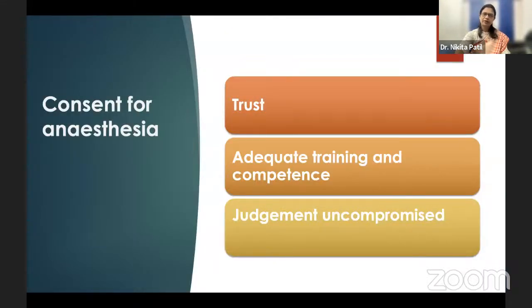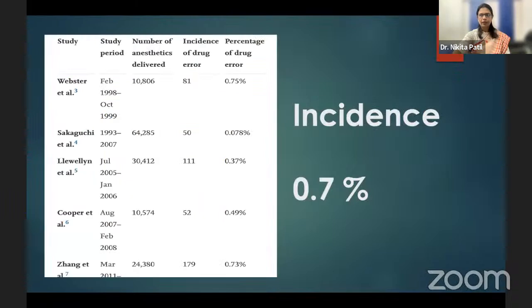Now, when a patient gives consent for anesthesia, the patient trusts us. The patient trusts that our training is adequate, whatever we learned in medical college is adequate, we are competent, and our judgment will be uncompromised. So friends, it is this responsibility, this consent and trust, for which we are responsible, more than what will happen medically. So this is very important.